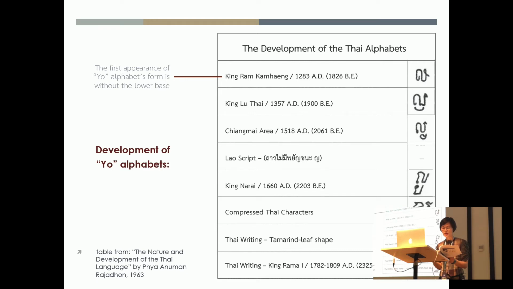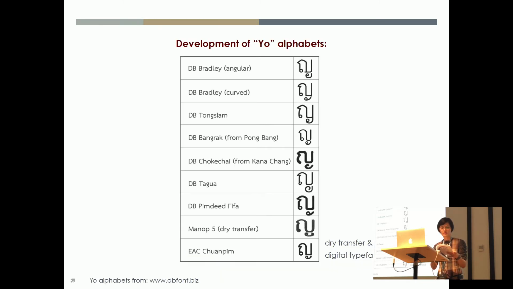Here are the forms of the Thai alphabet in dry transfer and digital format. Most of them are adapted from old-style movable types. At this point, I realized that the form of the Thai alphabet itself does not convey any meaning relating to the accompanying word "ying", which means woman.